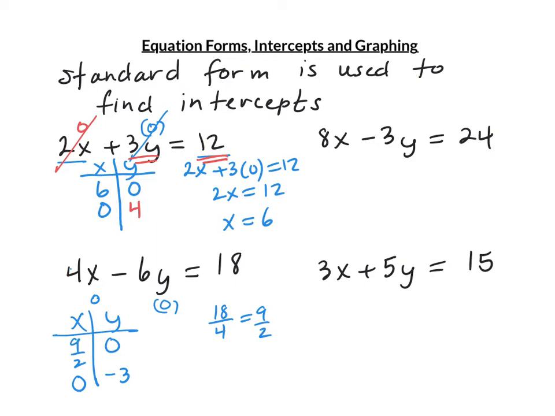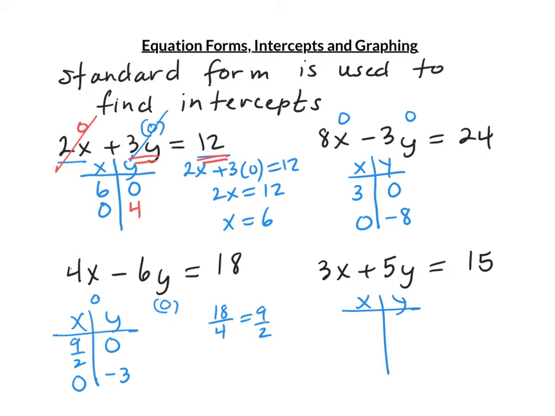Let's look at these next couple. So let's make this table. We'll put in 0 for y and 0 for x. If I put in 0 for y, 3 times 0 would be 0. I get 8x is 24. 8 times 3 is 24. If I put in x is 0, 8 times 0 would be 0. I get negative 3y is 24. Divide both sides by negative 3, and y is negative 8.